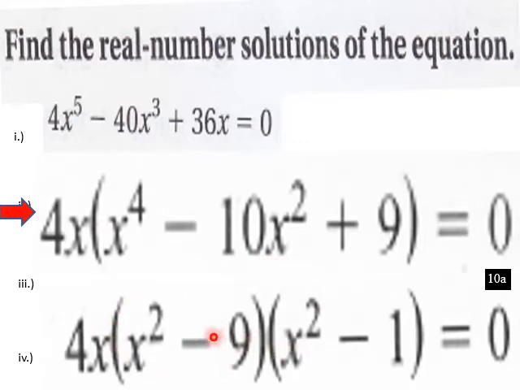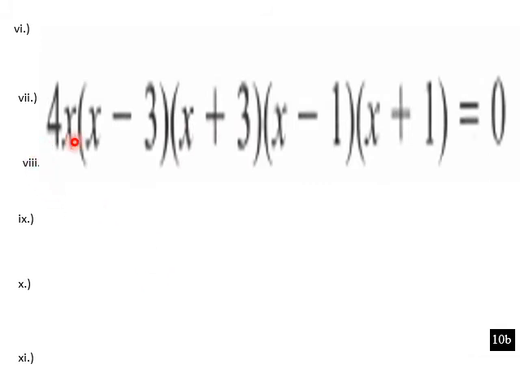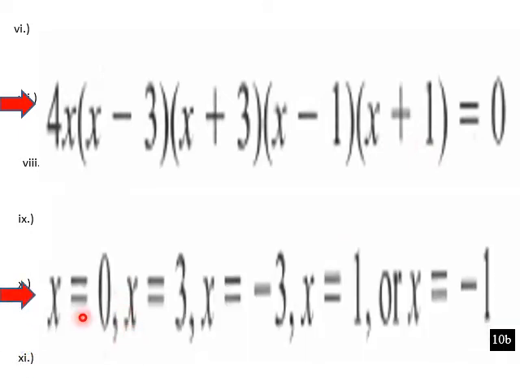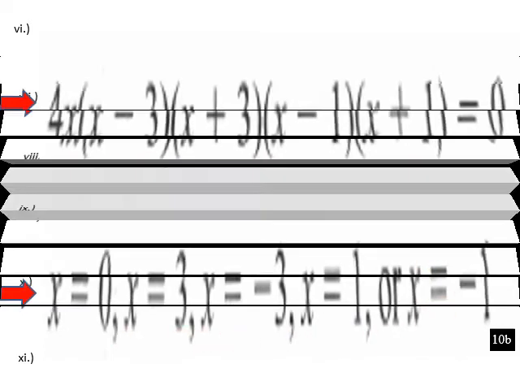Here we have a difference of a square, and we have a difference of a square here. So we can have an expression here developed from that. 4x minus 3, x plus 3, x minus 1, x plus 1. So we're going to have these solutions here for this expression. x equals 0, x equals 3, -3, 1, and -1. These are our possible solutions for this expression.